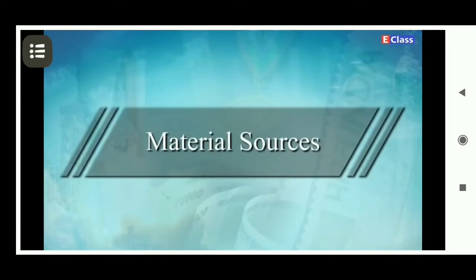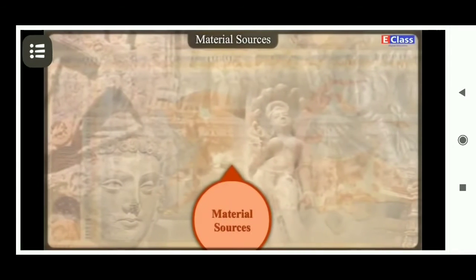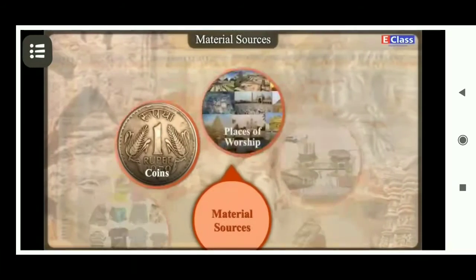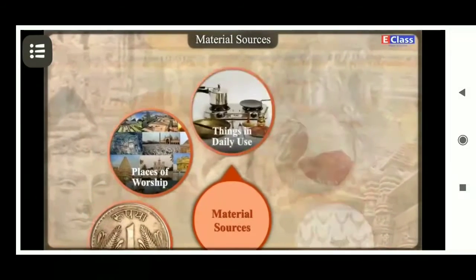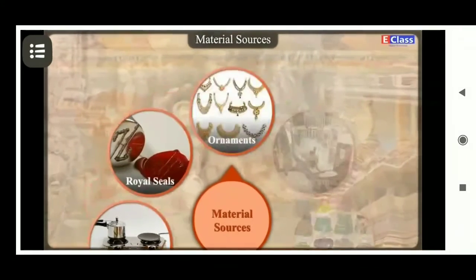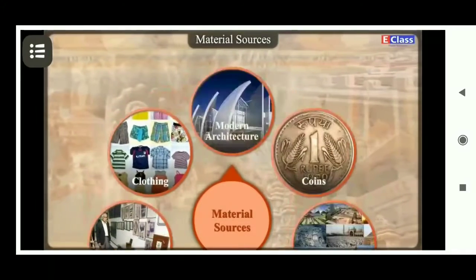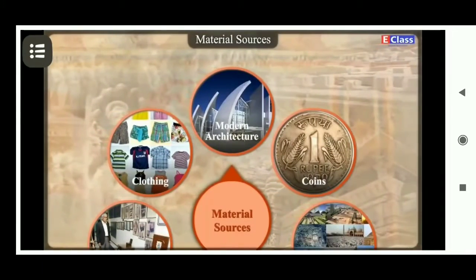Material sources. Coins, places of worship, things in daily use, royal seals, ornaments, museums, clothing, modern architecture. Coins.